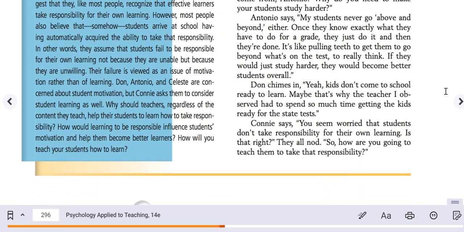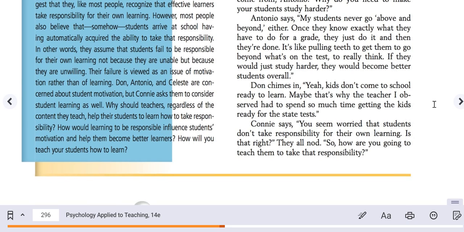Don chimes in, "Yeah, kids don't come to school ready to learn. Maybe that's why the teacher I observed had to spend so much time getting the kids ready for the state tests." Connie says, "You seem worried that students don't take responsibility for their own learning. Is that right?" They all nod. "So how are you going to teach them to take that responsibility?"